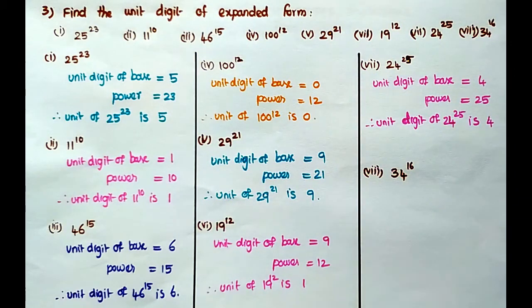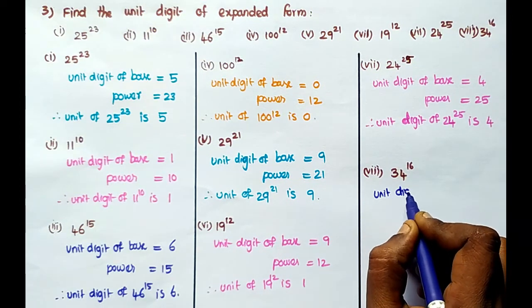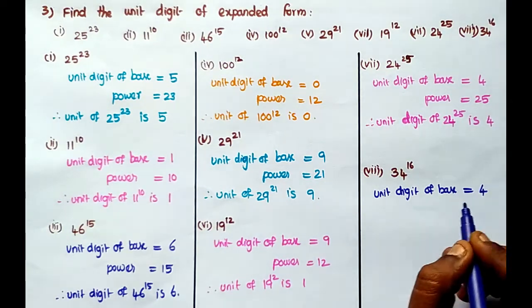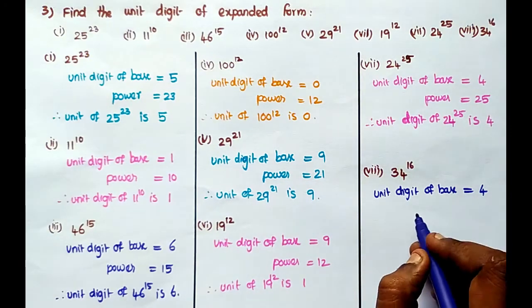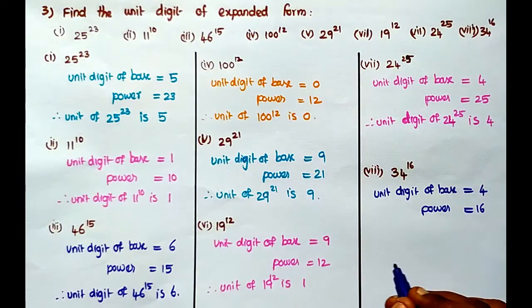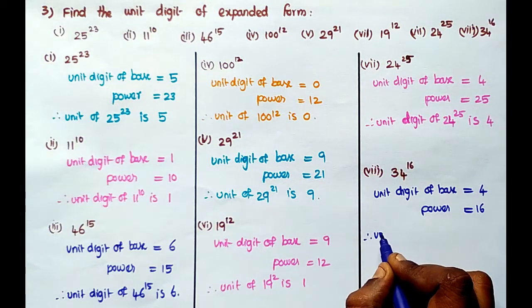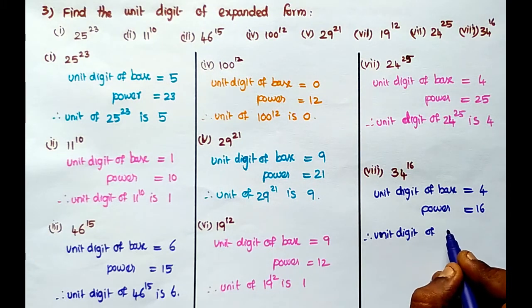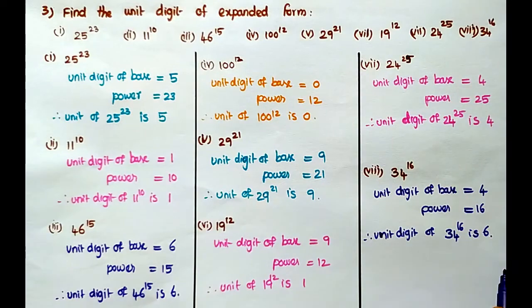Next one, 34 power 16. Unit digit of base equal to 4. Unit digit means ones digit. Base is 4 and power 16 is an even number. Base 4, power in even number, means we get the result of unit digit 6. That is the answer.